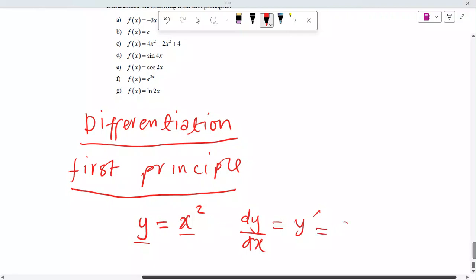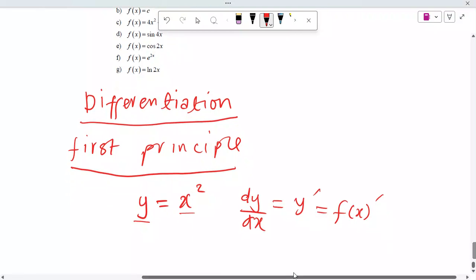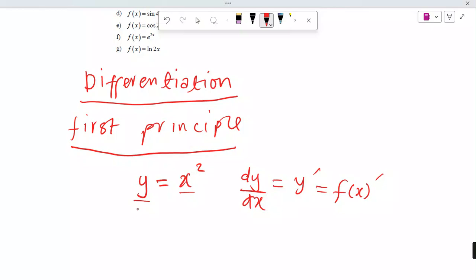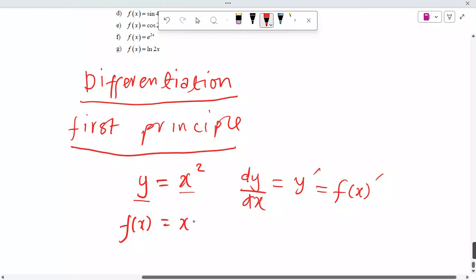or f of x prime. Some books write y because y is a function of x. So this is the same as f of x equals x squared. This is just a function. Let me write it better, like this, f. This function has variable x, then you write equal to x squared.